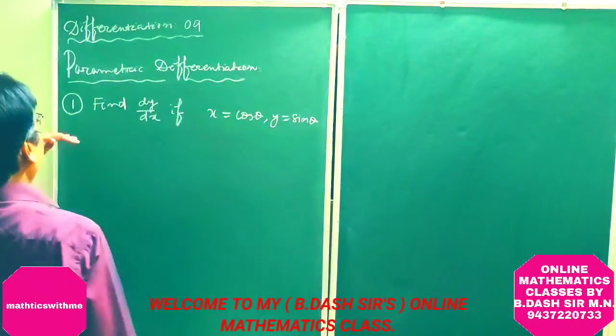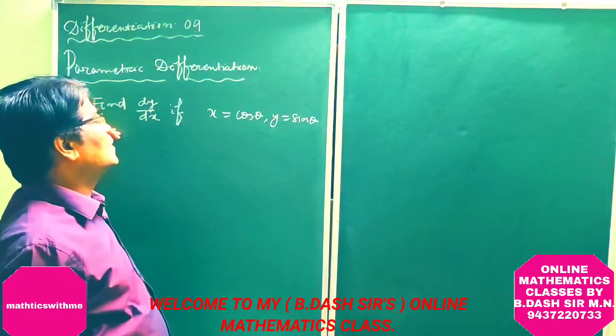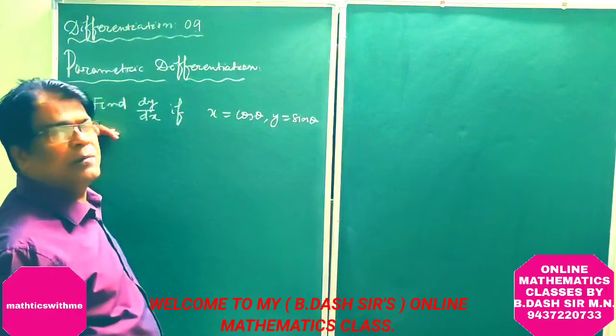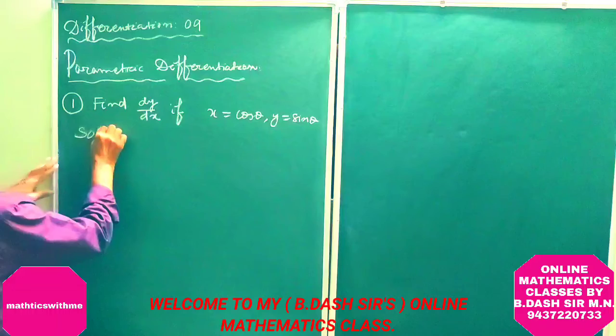So here our first question is: find dy by dx, if x is equal to cos theta, y is equal to sin theta. Here theta is called the parameter. Now, solution.